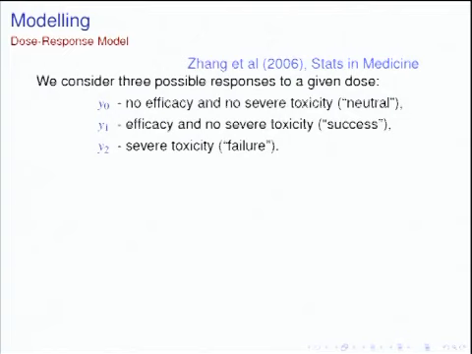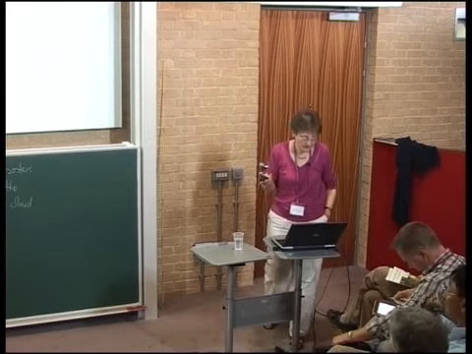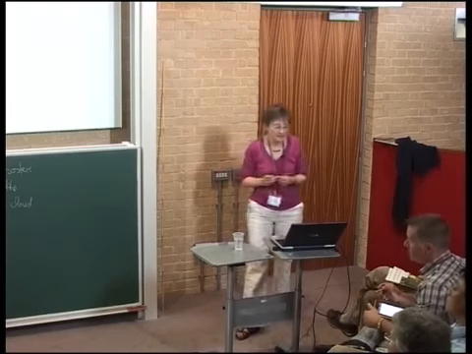So we have three responses, or three categories, Y0, Y1, and Y2. Y0 is that there is no efficacy, no severe toxicity, a sort of neutral response. Then success: there is efficacy, but no severe toxicity. That's what we are aiming for. And then there is severe toxicity. Whether there is efficacy or not, I don't want that. That's a failure. So this is the approach.